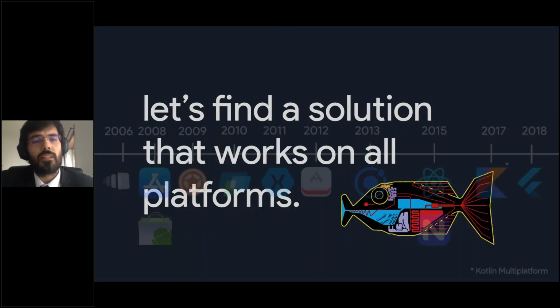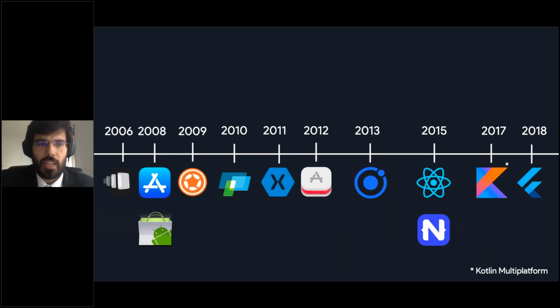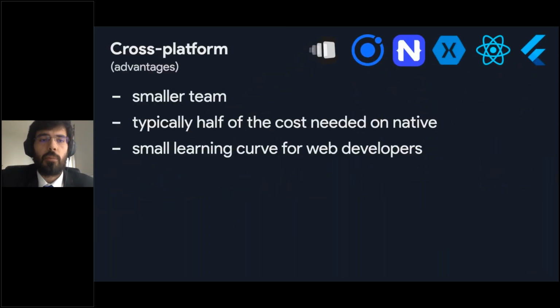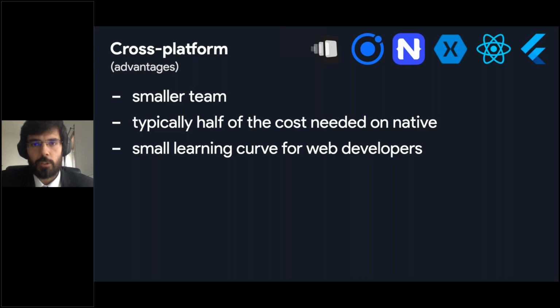And we've been trying it since 2006, when PhoneGap initially appeared. And we've seen a lot of solutions here. We've seen Xamarin, RubyMotion, Ionic, NativeScript. We've seen Kotlin Multiplatform and Flutter more recently. And I'm going to talk a bit about the advantages of cross-platform solutions. And you'll see that I'm not putting Kotlin Multiplatform here because it's not really a cross-platform solution, as you're going to see in further detail in some slides.